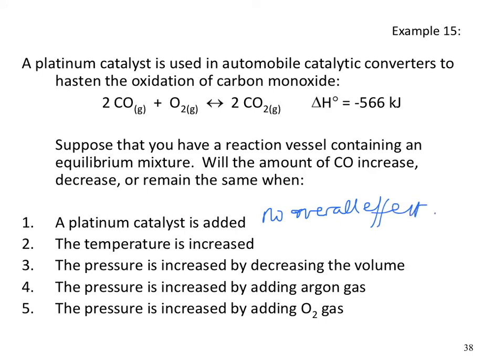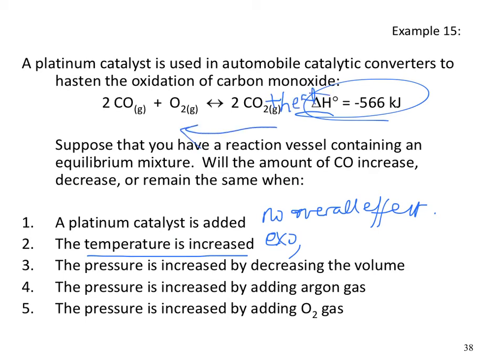The temperature is increased. What can be commented? The delta H is negative. That means it's an exothermic reaction. So if you increase the temperature, that means basically you're providing more heat. That means the backward reaction will take place. And if the backward reaction takes place, then the amount of CO will increase.